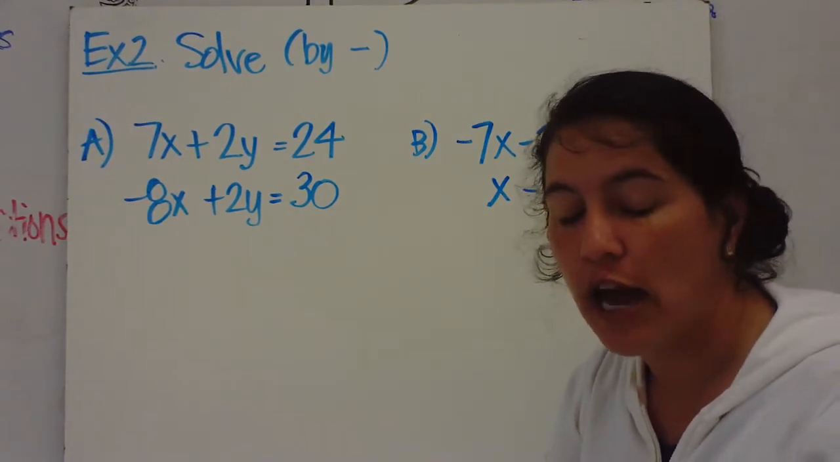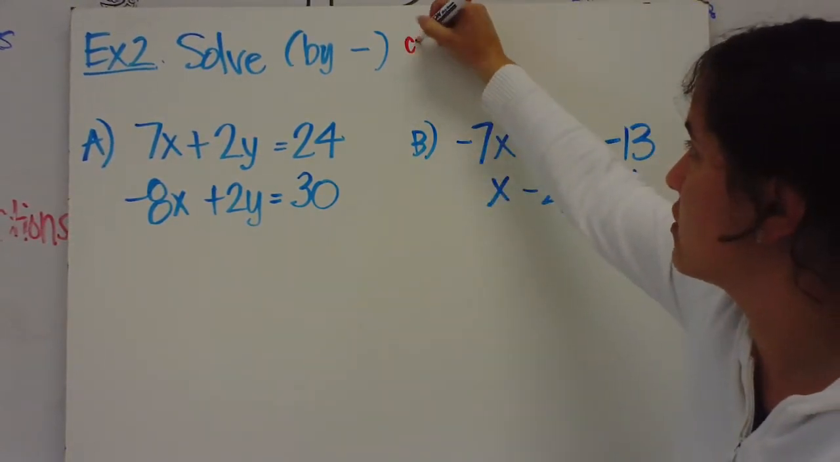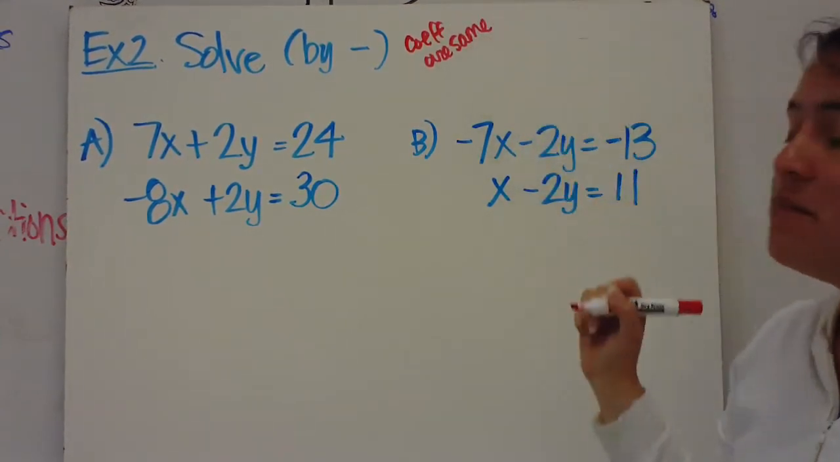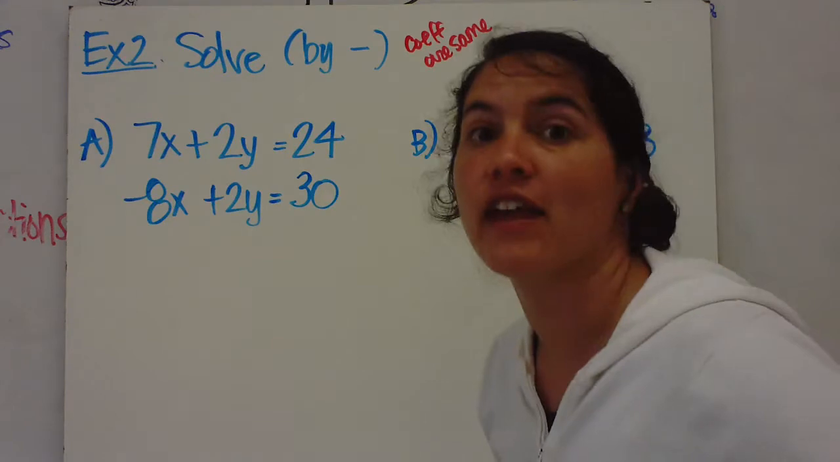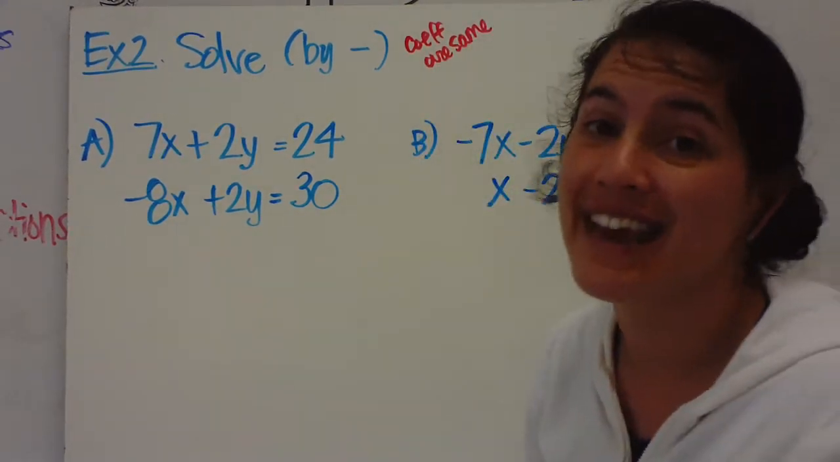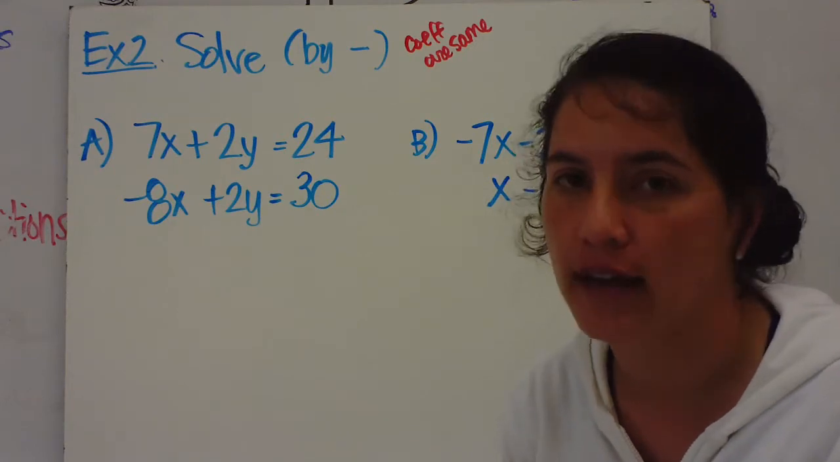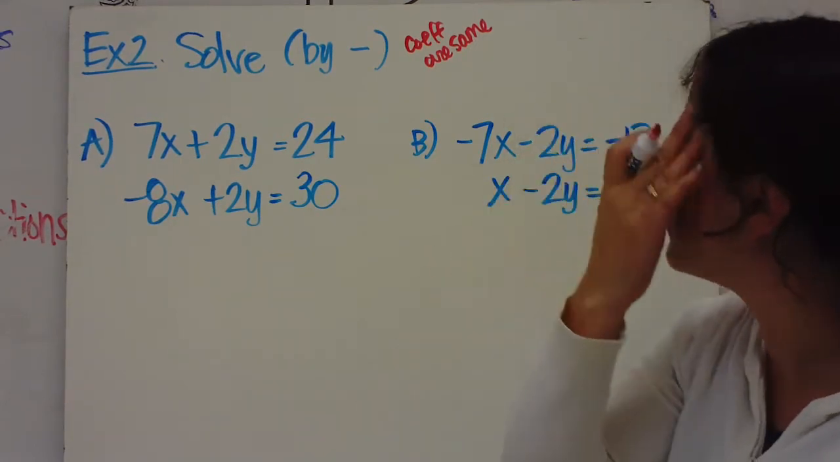The reason you would use subtraction is if your coefficients are the same, meaning one is positive and the other one is positive, or they're both negative. If your coefficients are exactly the same, then you can subtract the equations together. So let me show you what I mean.